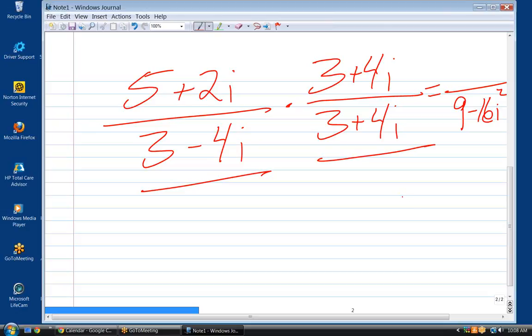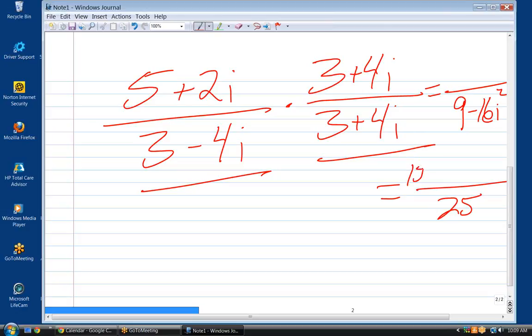Okay. So my new denominator is 9 minus 16, so it's 25. So I've turned it real. The new numerator is still going to have imaginary numbers in it, but that's okay. It's much like rationalizing the denominator. It's okay to have an irrational number in the numerator.